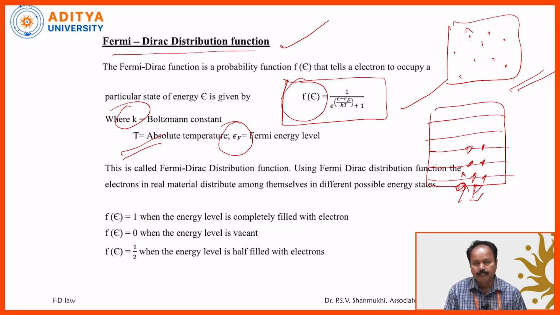Again, the distribution of free electrons among various energy levels is led by FD law. That FD law is a mathematical expression given by f(E) = 1/(1 + exponential((E - EF)/kT)). Exponential means e power. In this, k is Boltzmann's constant, T is absolute temperature, EF is called the Fermi energy level. One by one, let us discuss the terms. f(E) is called the probability of finding the electrons.